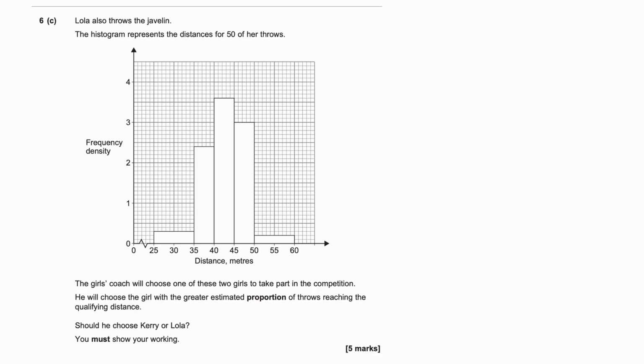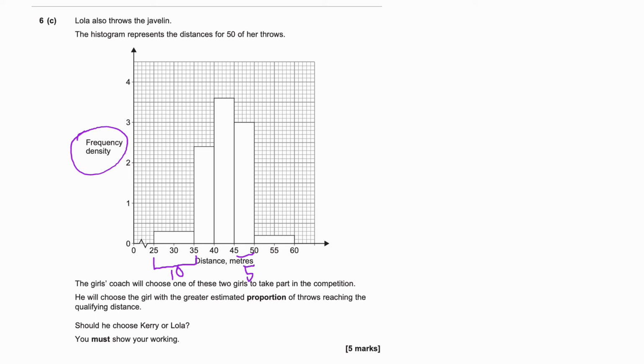So the next part of the question, you'll see we've got a histogram, and a histogram looks similar to a bar chart, but the main difference is that you have this thing called frequency density on the side rather than the frequency, which is the number of throws or the number of whatever it is we're looking at. And you might notice that the bar widths are different. So here we've got a width of 10 metres, but these are narrower, they're just 5 metres.